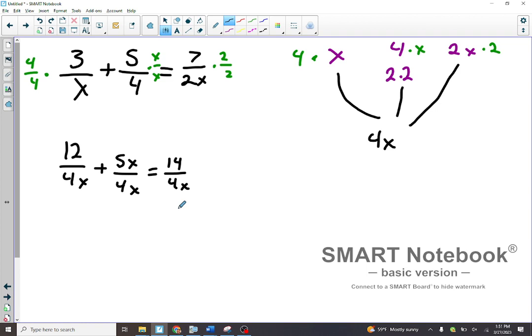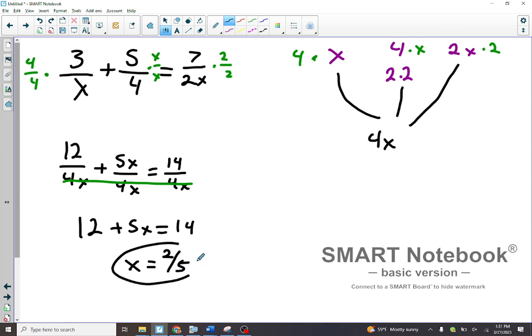Wait a second. They all have the same denominator. Which means, since they all match denominators, I could cross them all out. Why can you cross them out now? Because of the equal sign, yes. So then, I'm going to rewrite it as 12 plus 5x equals 14. Now we got algebra 1 going on. Subtract 12 on both sides, divide by 5. x equals 2 over 5.